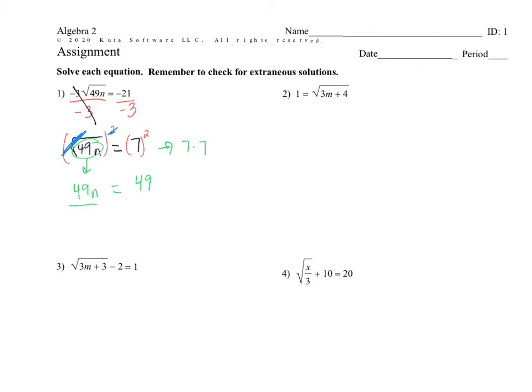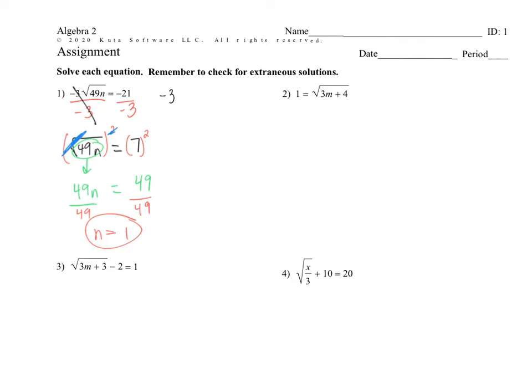Here, I'm then going to divide by 49 on both sides. Okay? And now n equals 1. 49 divided by 49 is 1, okay? But we have to check. I'm going to erase this so I have room to check, okay? So we now have my n. Now I need to check, okay?